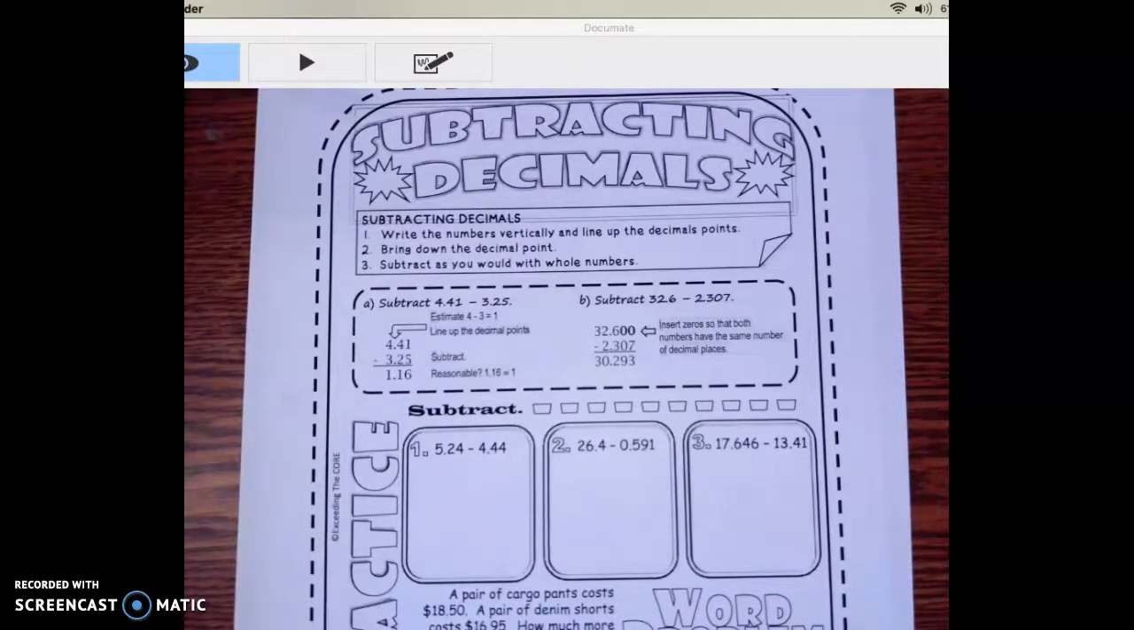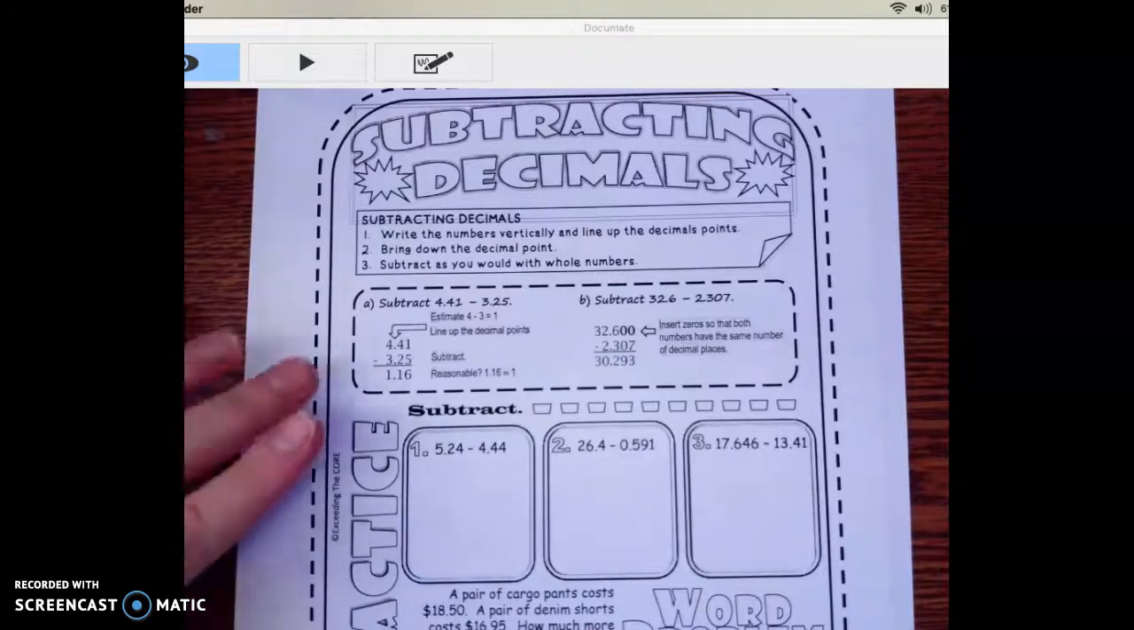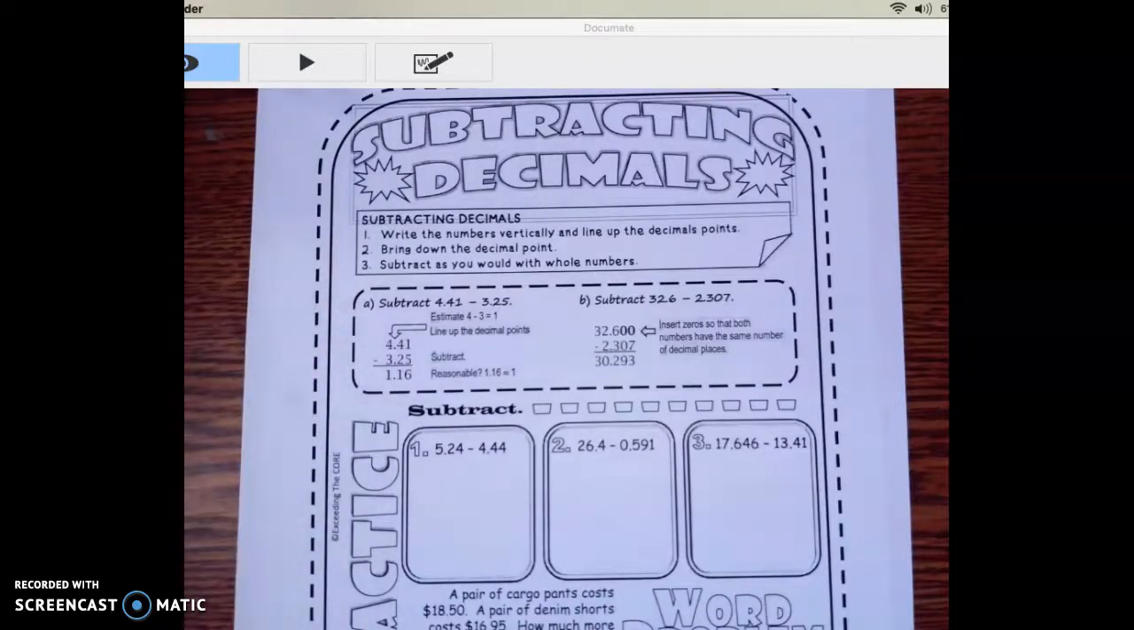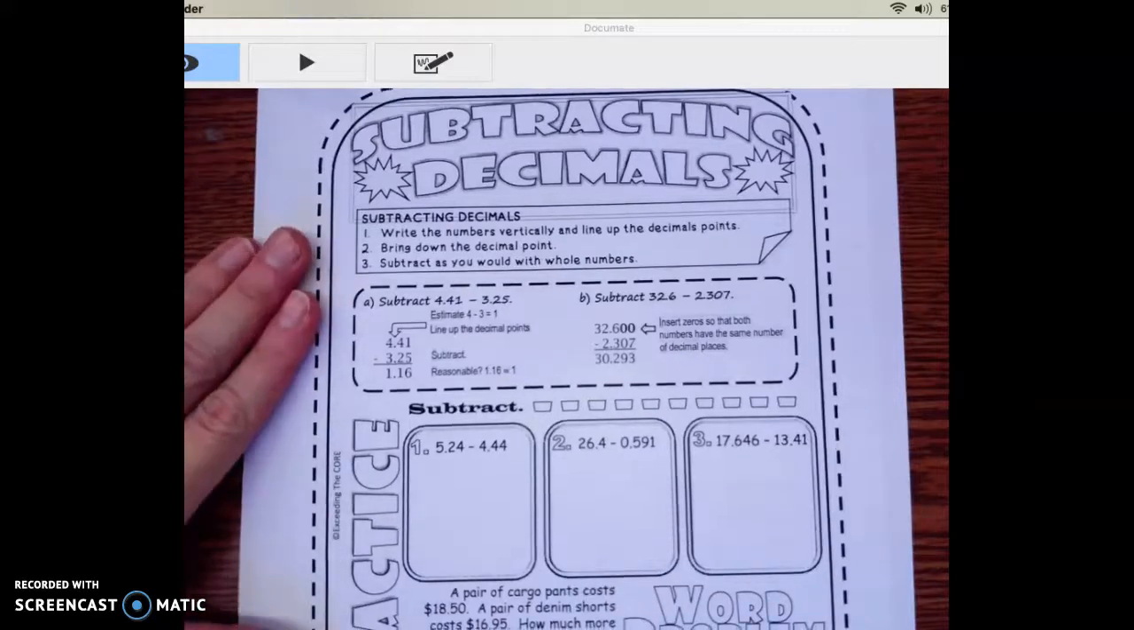We're going to talk about subtracting decimals today. This is another thing that we've done in our daily math review where we've done several word problems where we've had to subtract decimals. So this is just going to be a quick review about how to do that, and then you guys will have some practice problems where you practice subtracting decimals.